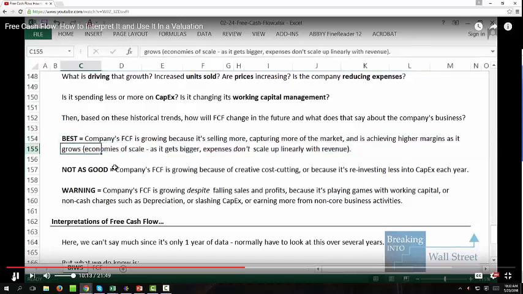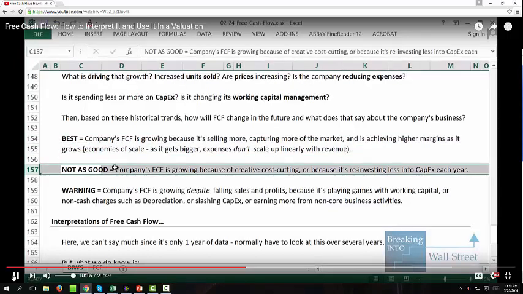Now what's not as good is if free cash flow is growing because of creative cost cutting. So maybe we're cutting expenses that are actually essential for our long-term success. And for now, free cash flow is growing, but it's not sustainable for the long term. Or maybe it's growing because we're investing less into Capex, and so we're reinvesting less into our business each year. So that's also not as good.